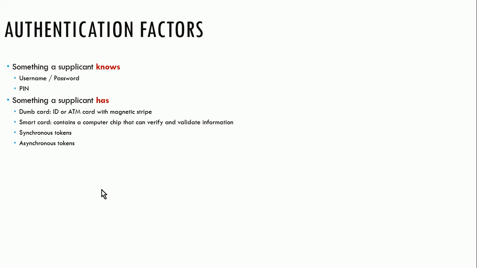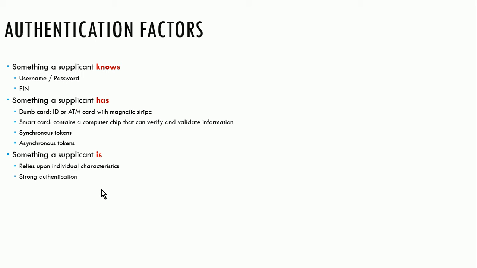Somebody would have to tap into your cell phone and get your text messages in order to get that, which would be highly unlikely. And then the third factor is something that you are. So something you know, something you have, and finally something that you are. So that would be things like relying upon characteristics about you. It's considered very strong because it's very hard to fake a lot of these things.